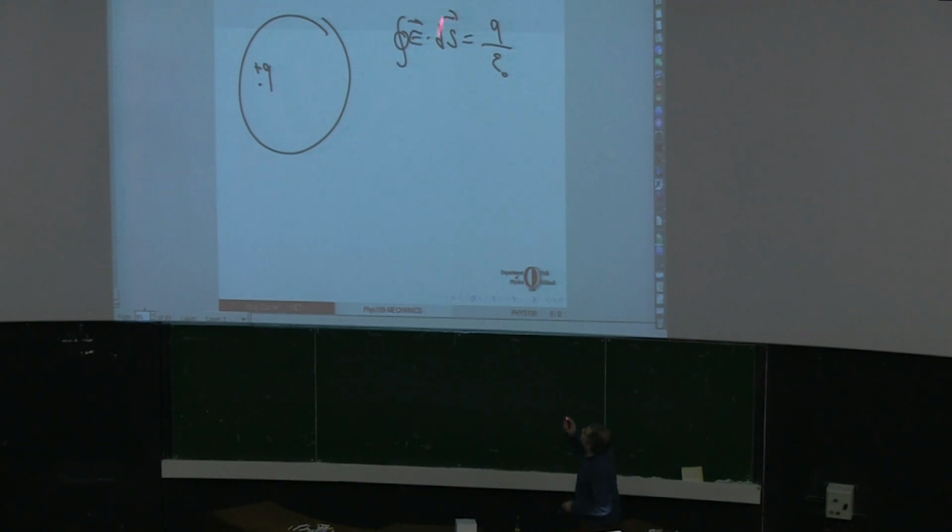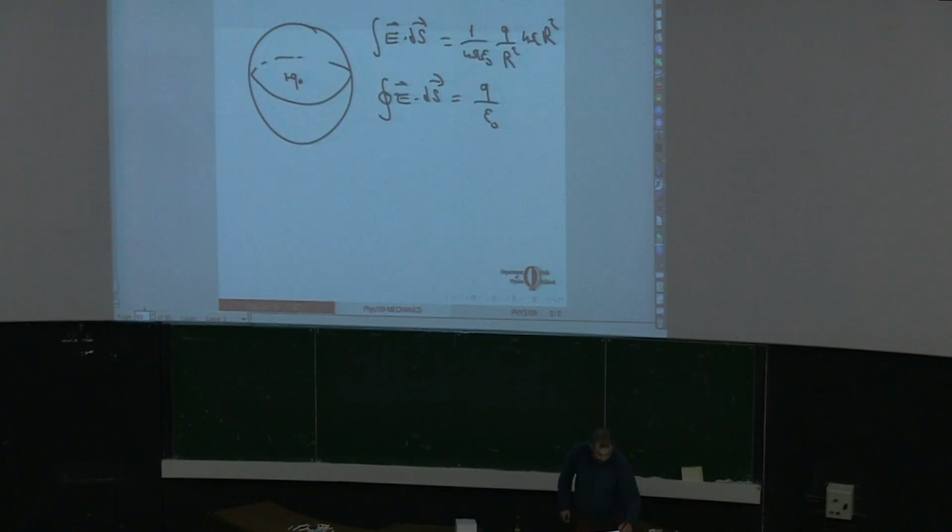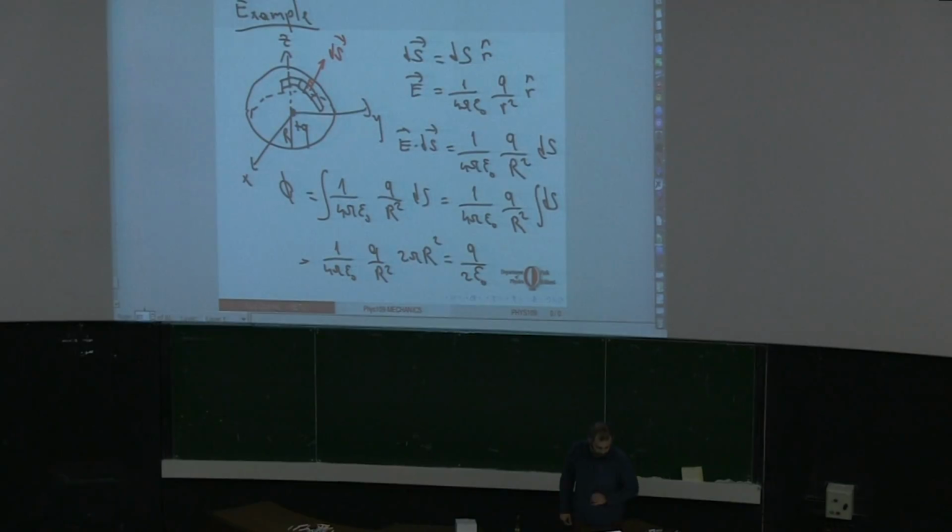No, the electric field of a point charge is Q over R squared times 1 over 4 pi epsilon 0. This is the electric field magnitude. This is the flux. We are writing the flux.